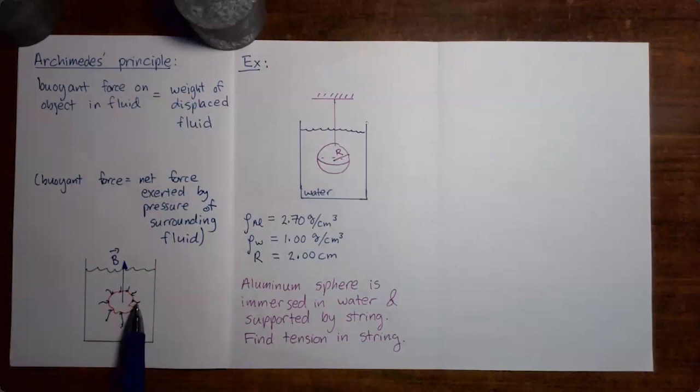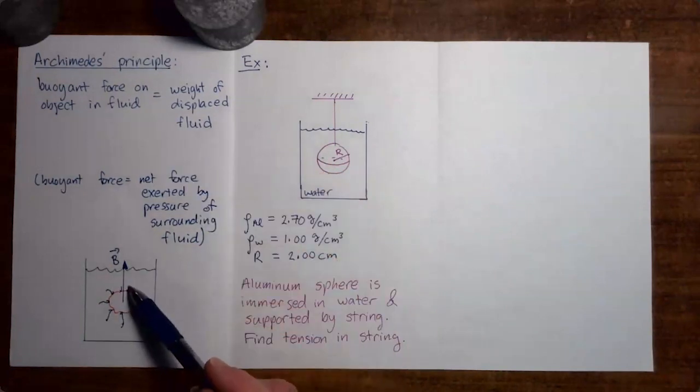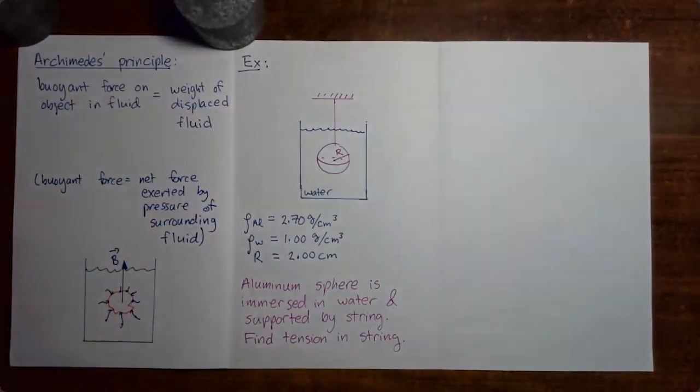The net force resulting from all of those pressure pushes would be the buoyancy force. The buoyancy force would point upward, and according to Archimedes' principle, the strength of that buoyancy force would be equal to the weight of whatever fluid was being displaced by this object. In this video, we're going to apply Archimedes' principle to an example problem.